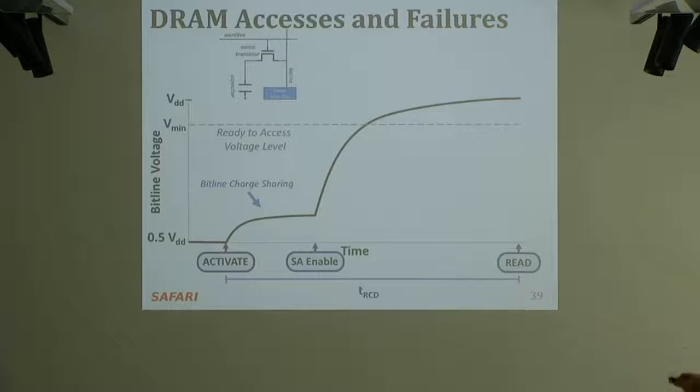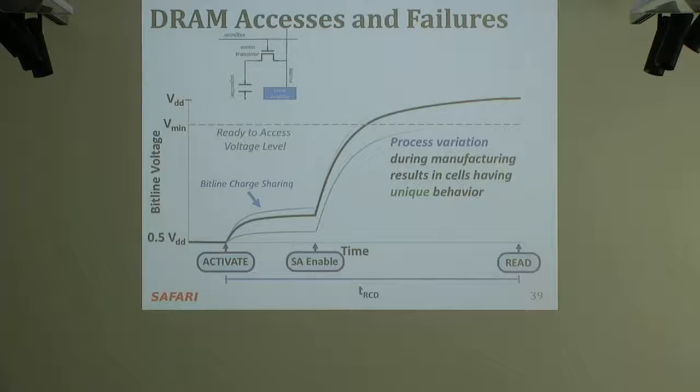And there's some ready-to-access voltage level, actually, that happens even earlier. tRCD has a lot of margin, as we've seen in prior work. There's an earlier voltage level that's ready to access actually over here. So there's a huge guard band in tRCD or activation latency, as we've seen also before. That's the timing margin. But because of process variation, this curve is not the same for all cells. So you can see that different cells have different curves. That results in cells having unique behavior.